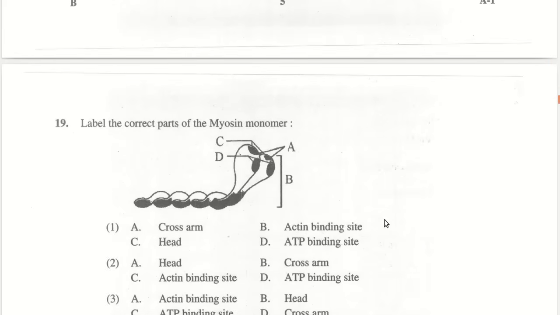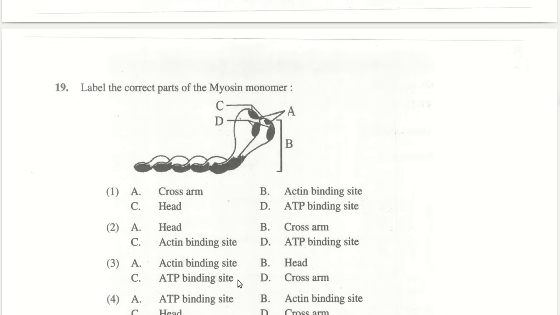Label the correct parts of the myosin monomer. A is head, B is cross arm, C is actin binding site, D is ATP binding site. So the second one is the correct answer. That is the correct answer for the 19th question. The second one is the right choice.